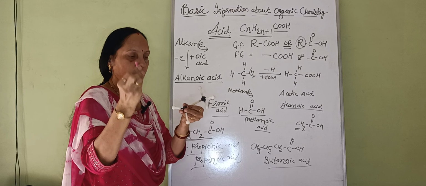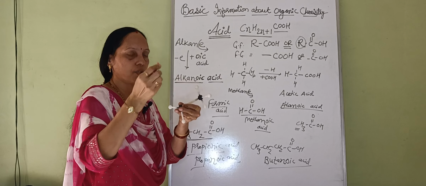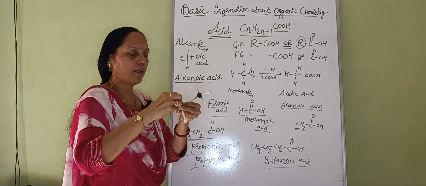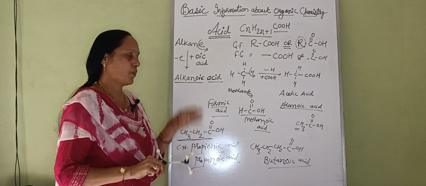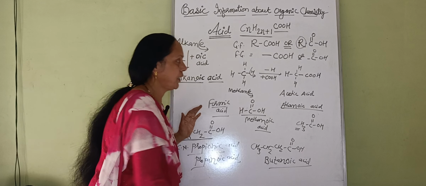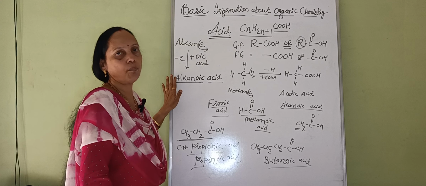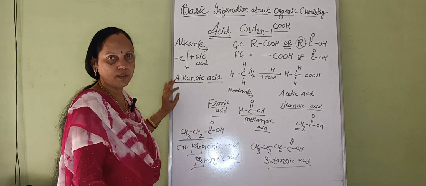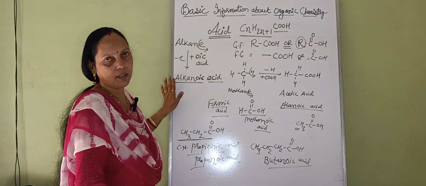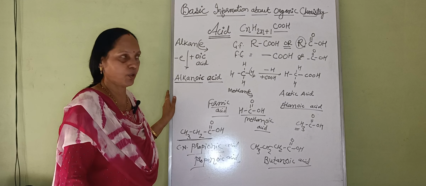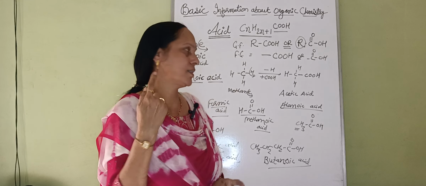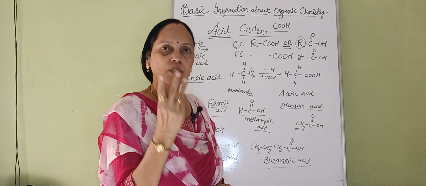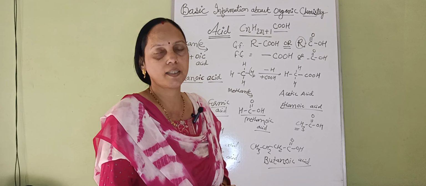So what will happen here? 1, 2, 3 means propane, and if I replace here, this is called propanoic acid. In this way, this particular nomenclature will be there, and this is a very important compound, a very important solvent in the laboratory. Without this particular acid, we can't perform in the laboratory. So that's why learn this particular nomenclature systematically: methanoic acid, ethanoic acid, propanoic acid, butanoic acid, and so on.